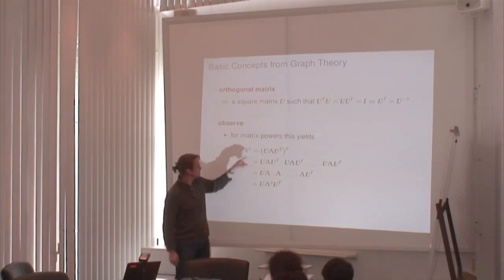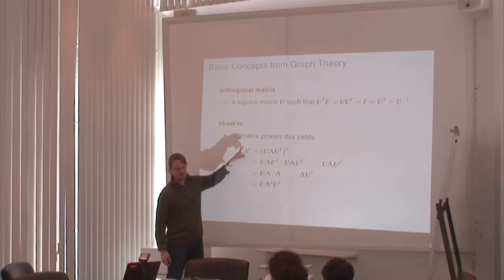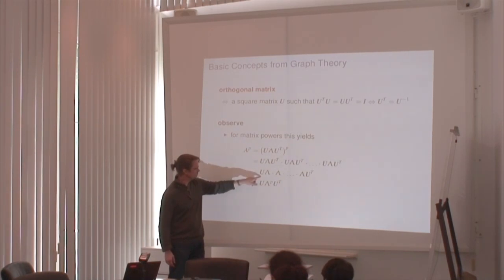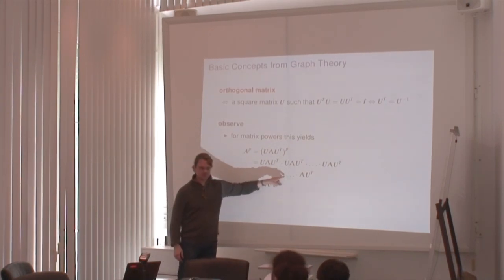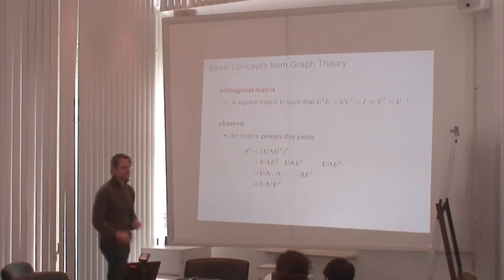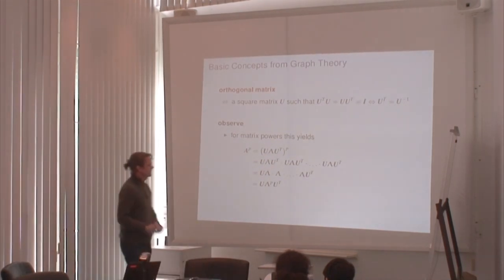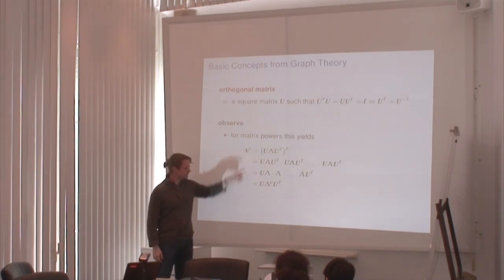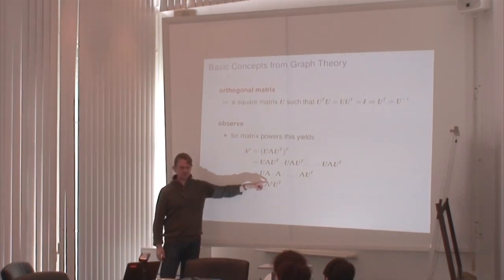So in the end, this power of A raised to the power of p is basically U times lambda times lambda times lambda times lambda times U transpose. This is because matrix U is orthogonal. That is to say that the pth power of A is U times lambda raised to the p times U transpose.